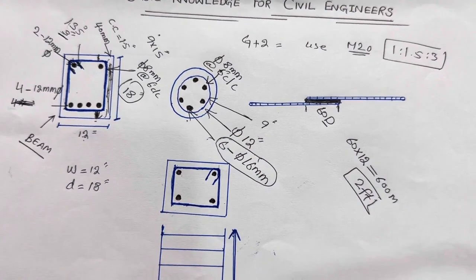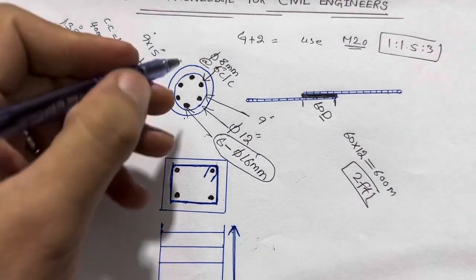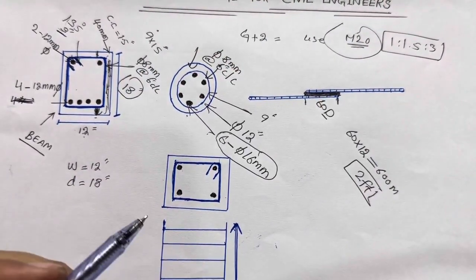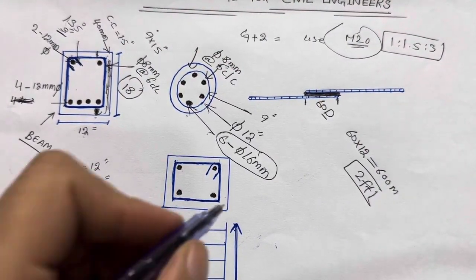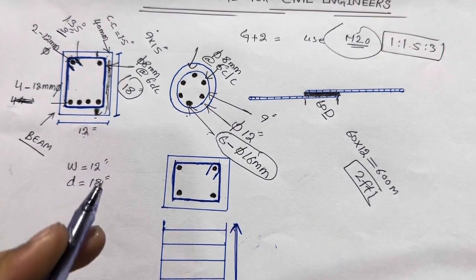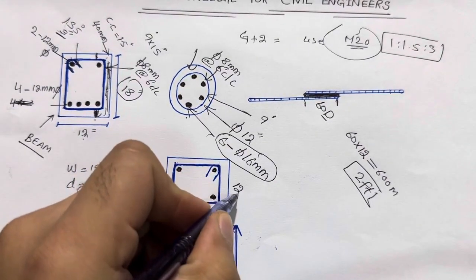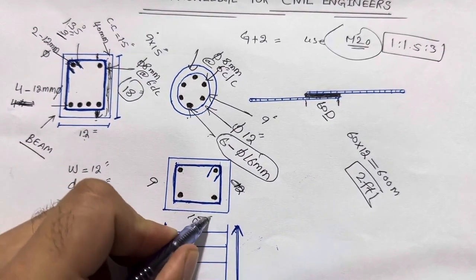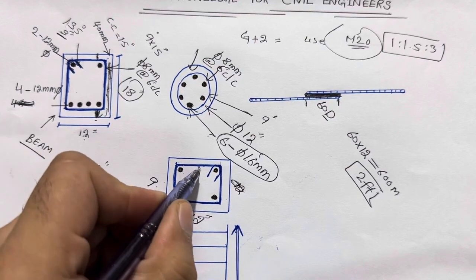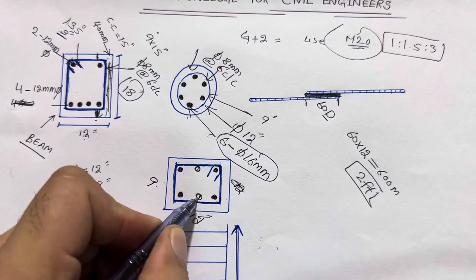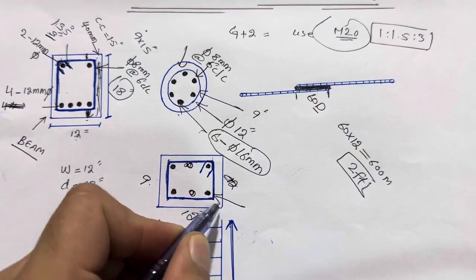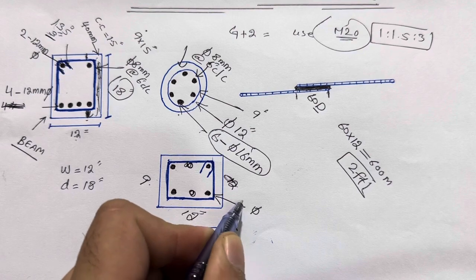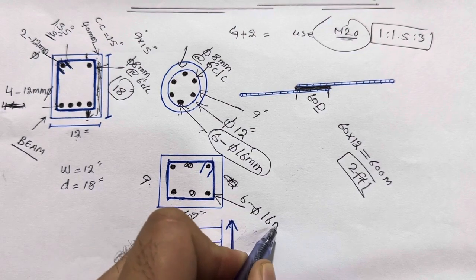Next, guys, you can see the column. For this column also you can use M20 grade concrete. This is a square column, and for G plus 2 story the size should not be less than 9 by 12 inches, with 6 numbers of steel rods. The dia should not be less than 16 millimeter. 6 bars and 16 millimeter.